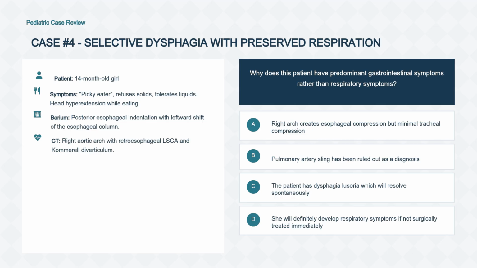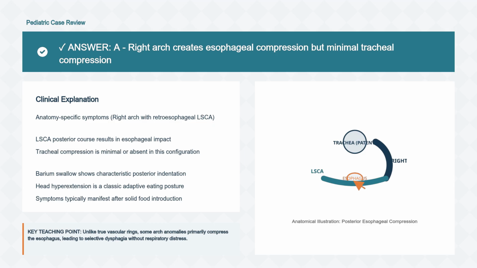Option A. Right arch creates esophageal compression but minimal tracheal compression. Option B. Pulmonary artery sling has been ruled out. Option C. The patient has dysphagia lusoria. Option D. She will definitely develop respiratory symptoms. The correct answer is option A.